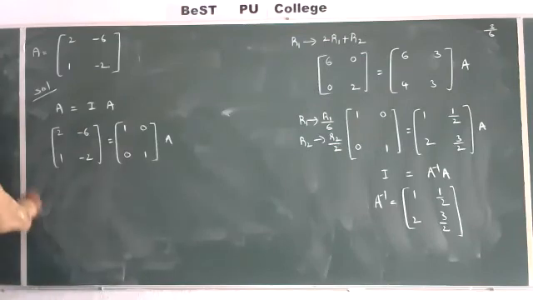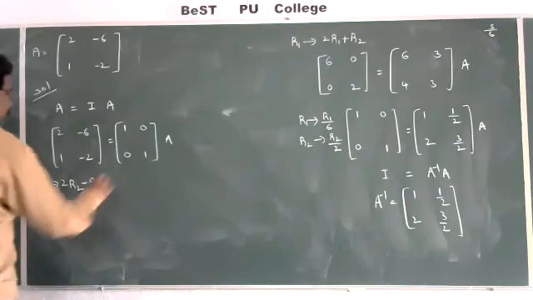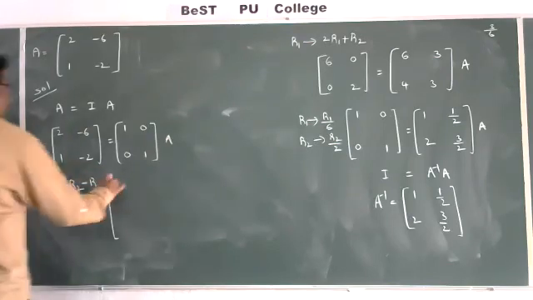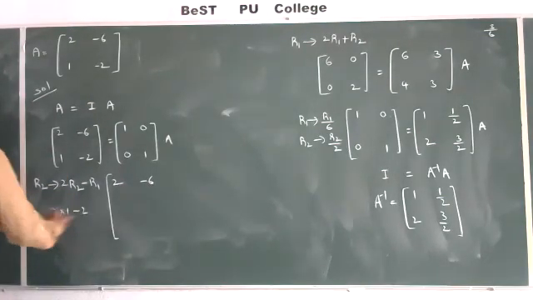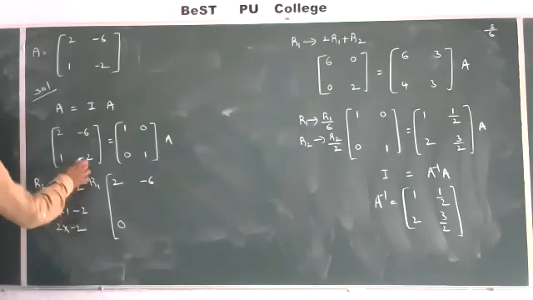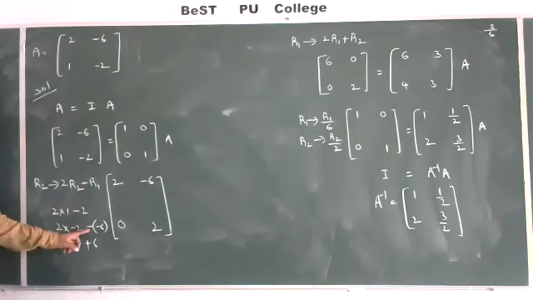That is R2 goes to 2R2 minus R1. So R1 is same, you write 2 minus 6. 2R2, 2 into 1 minus 2, that is 0. 2 into minus 2, minus of minus 6, that is minus 4 plus 6, that is plus 2.